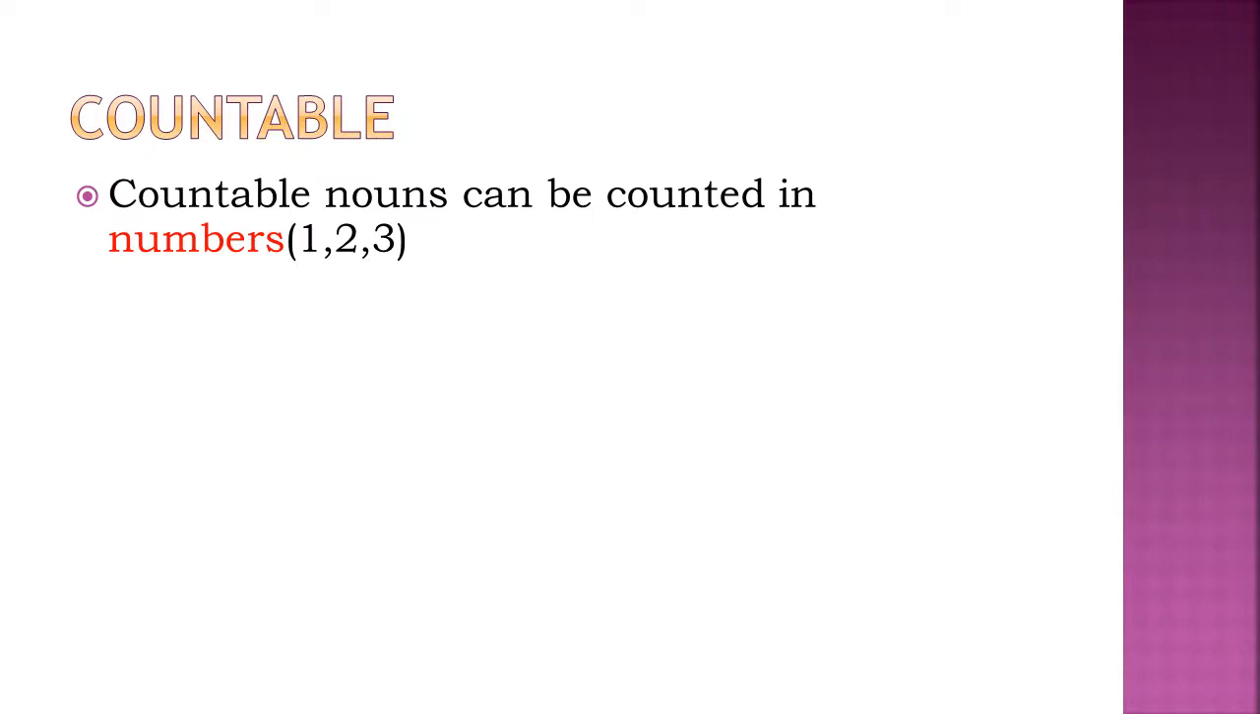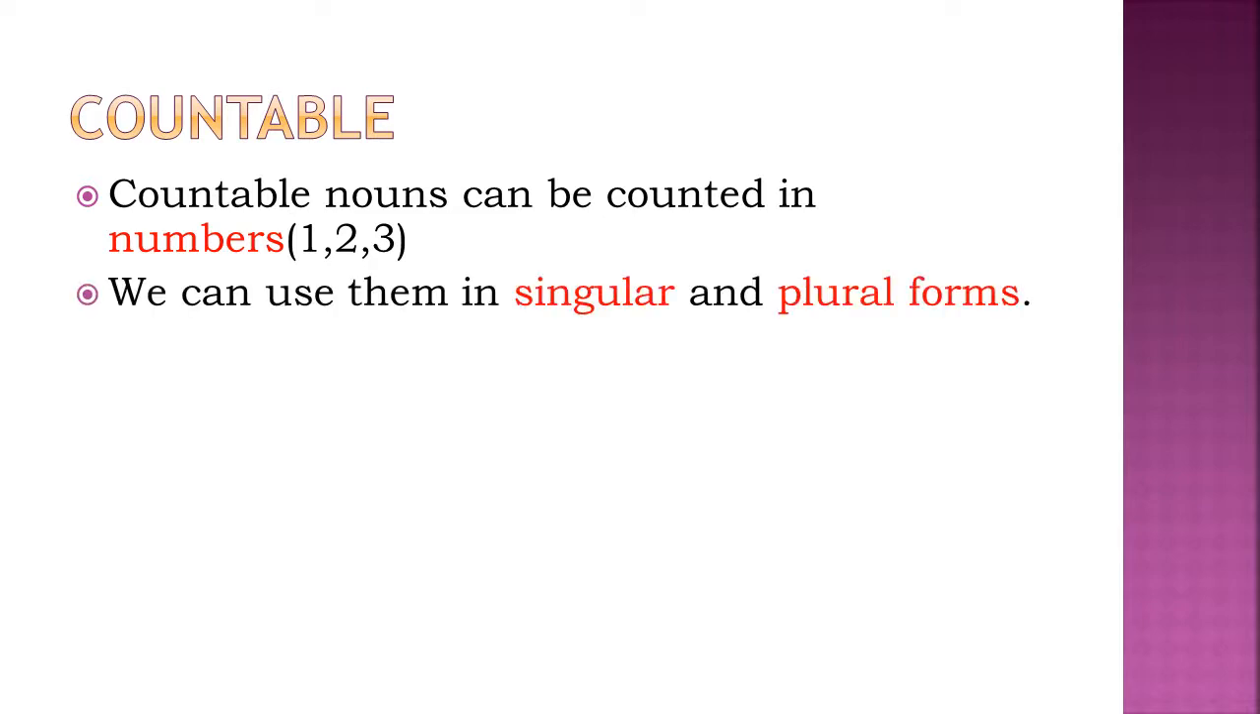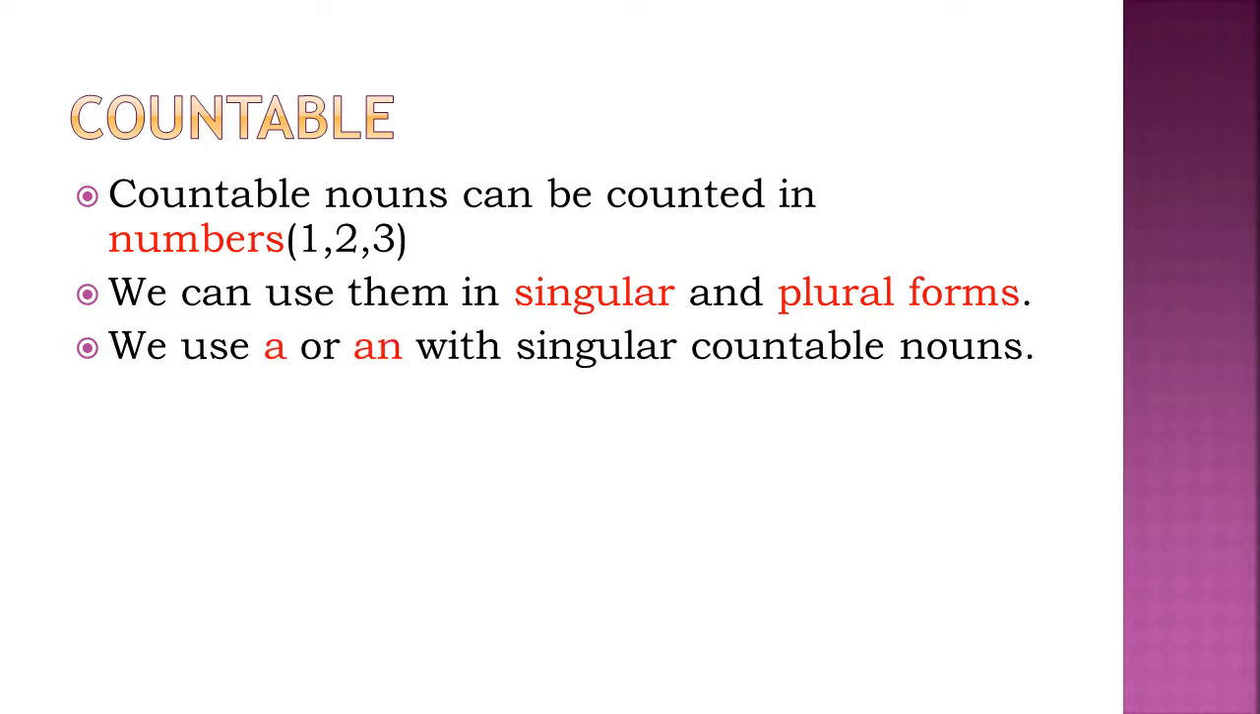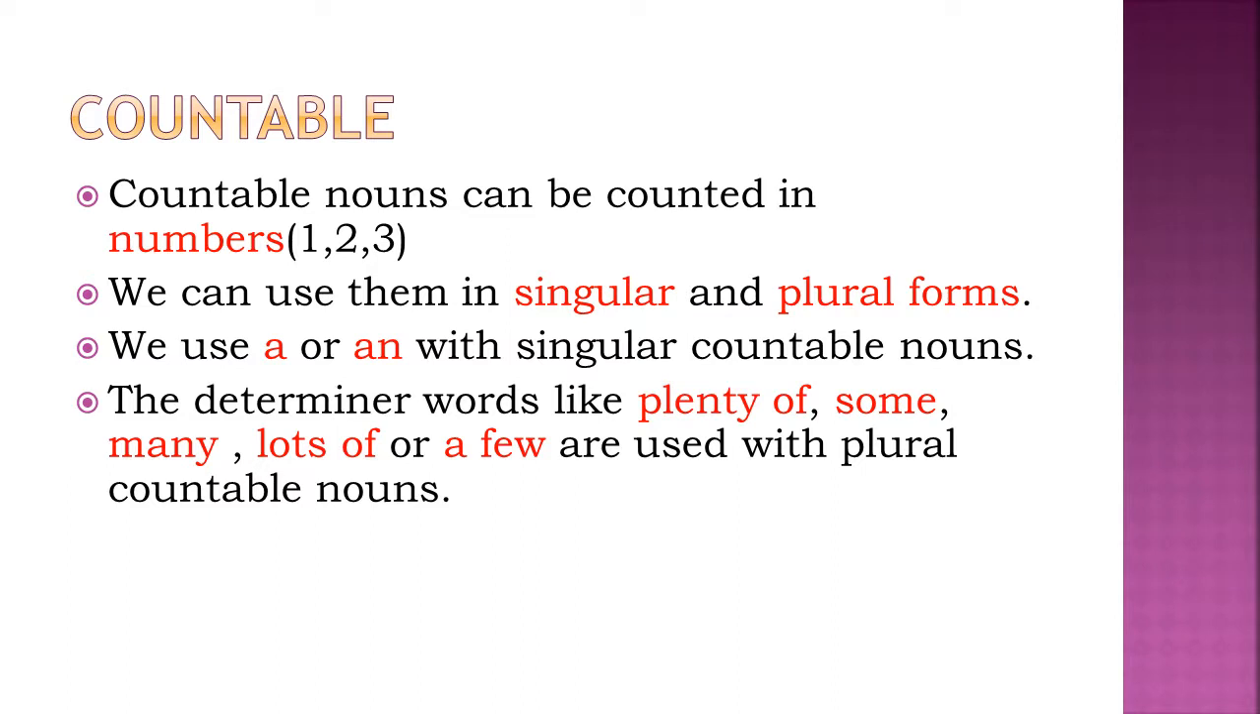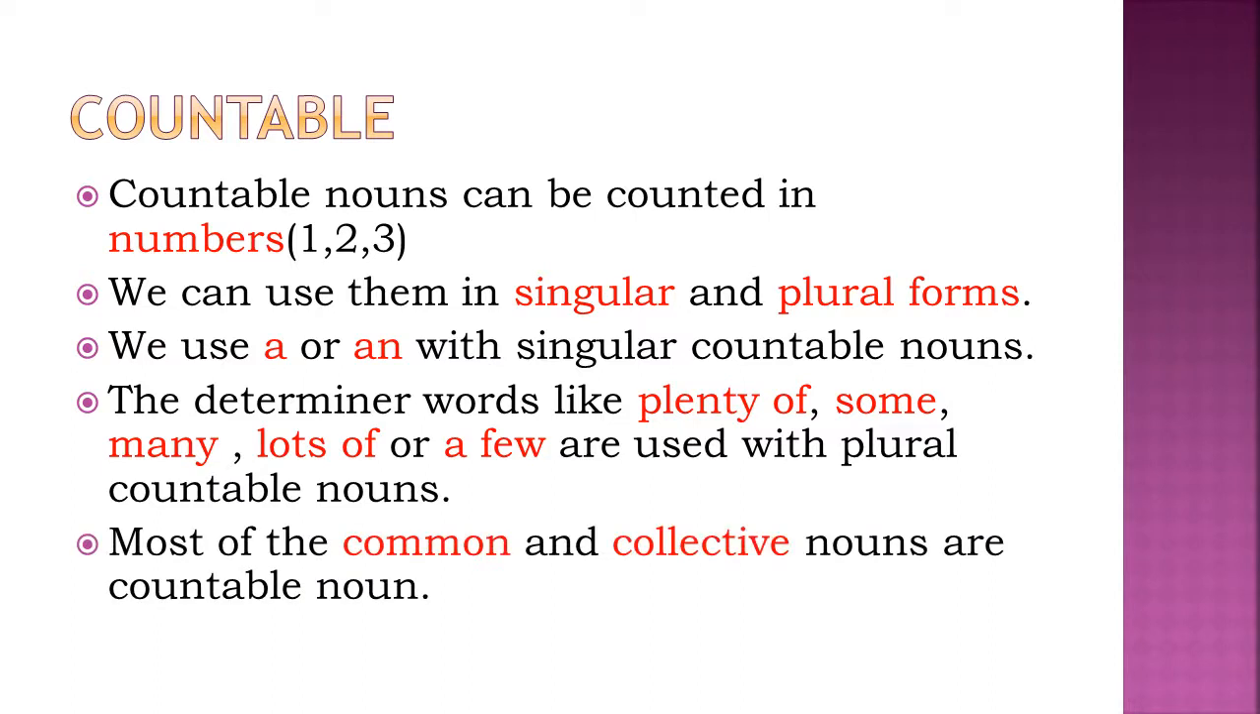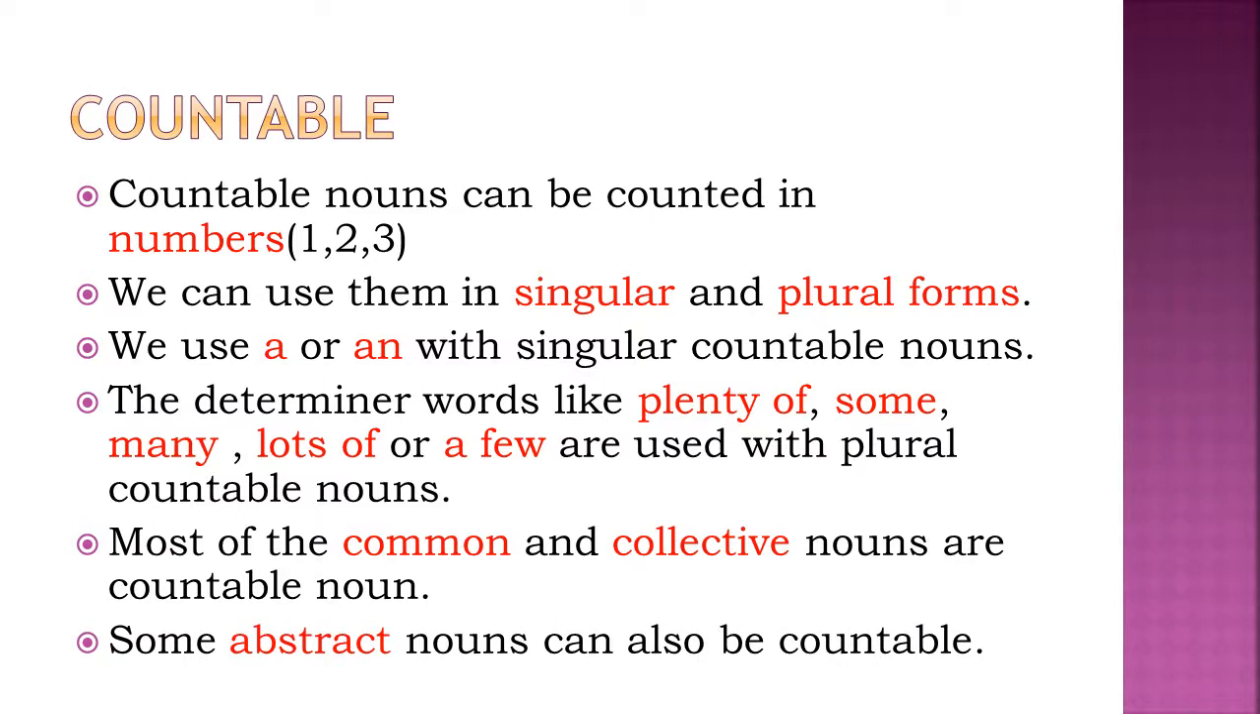Nouns can also be countable or uncountable. Countable nouns can be counted in numbers. For example, 5 people, 2 monkeys, 12 doors. We can use them in singular and plural forms. We can use a or an with singular countable nouns. The determiner words like plenty of, some, many, lots of, or a few are used with plural countable nouns. Most of the common and collective nouns are countable. Some abstract nouns can also be countable.